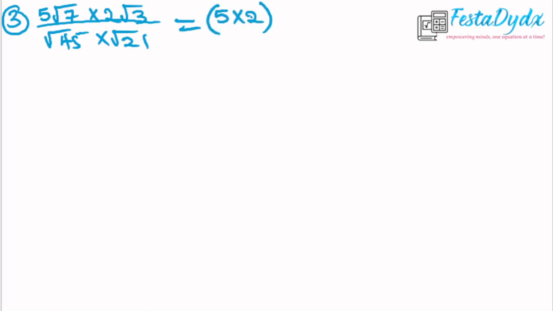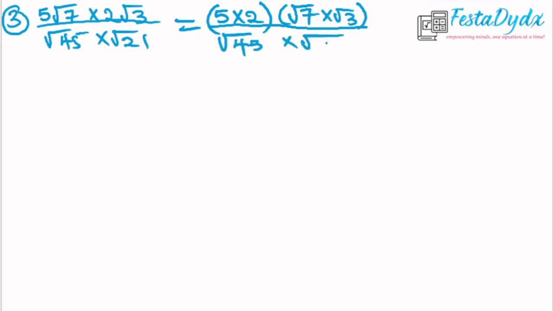We put it in a bracket. Then the surd will have root 7 times root 3. This is for the numerator. For the denominator, we'll have root 45 times root 21. The reason I don't want to simplify root 45 and 21 yet is because I want us to cancel something at the numerator.